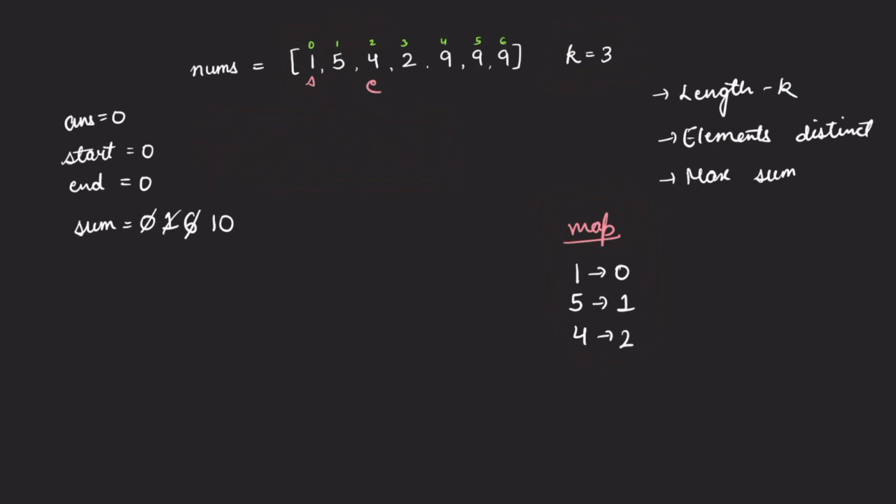Now you will see that the length of the subarray has become equal to k. Then that means this is one of the possible subarrays. And what is its sum? It is 10, which is stored in sum. So now we can update our answer to the maximum of answer, sum. So now answer will become 10, right? And again, we will move our end forward, right?